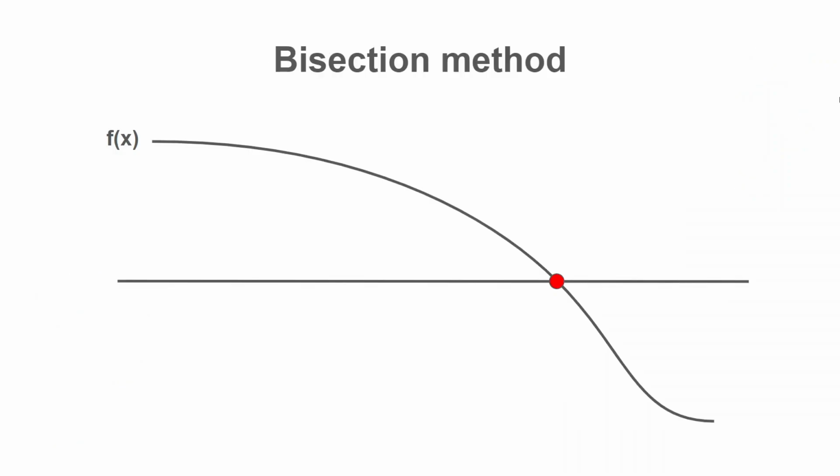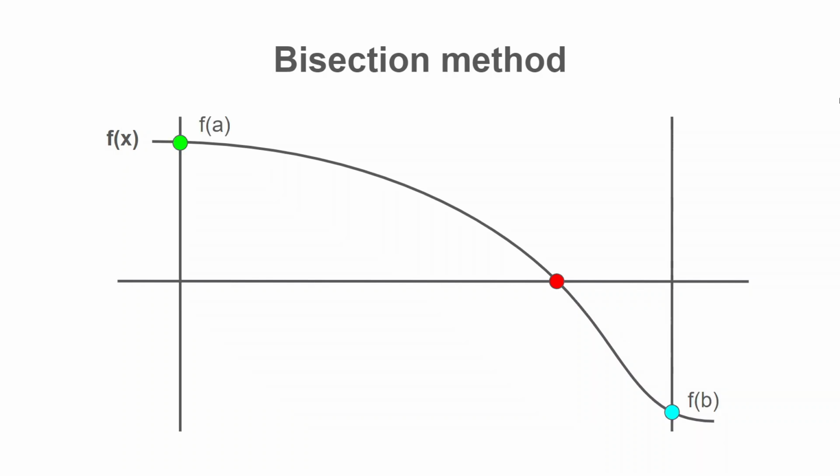Today I'm going to present the bisection method. This is an algorithm that finds the result between two points, for example, A and B. The only rule we have to follow is that the function evaluated at those points has to have opposite signs. Why? Because that means that between them there is going to be at least one solution, in this case the red point.